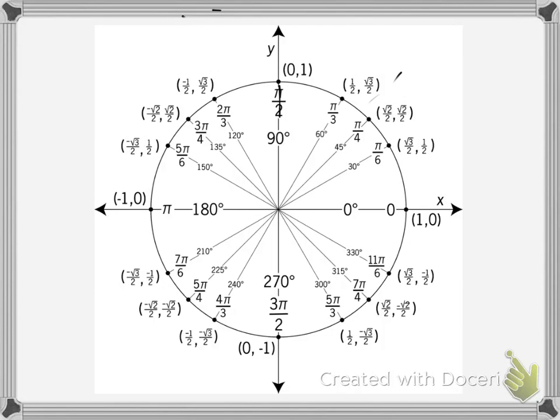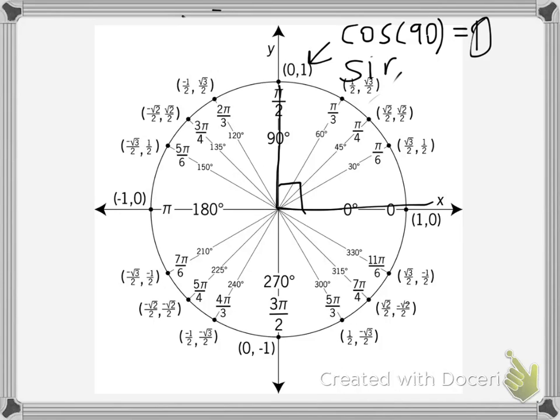Once again, at 90 degrees, the coordinates are 0, 1. So we can say that cosine of 90 degrees, or pi over 2 radians, equals 0. And then sine of 90 degrees equals 1. Remember, 90 degrees is pi over 2 radians.